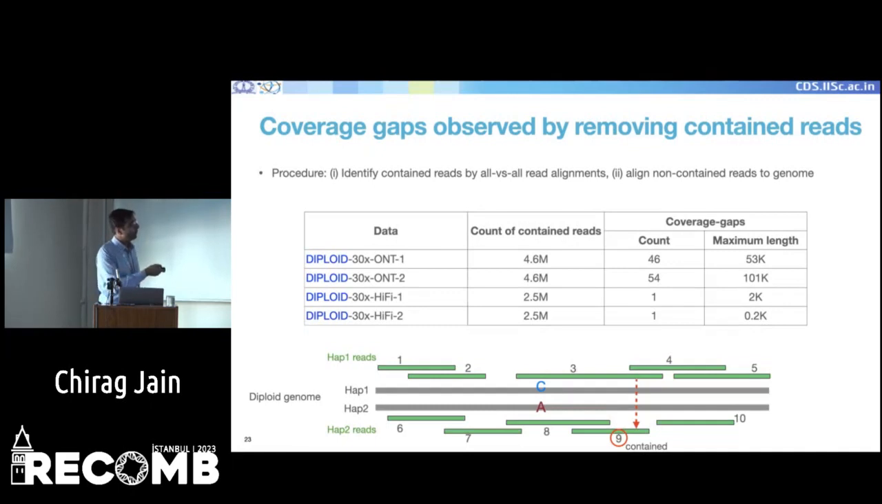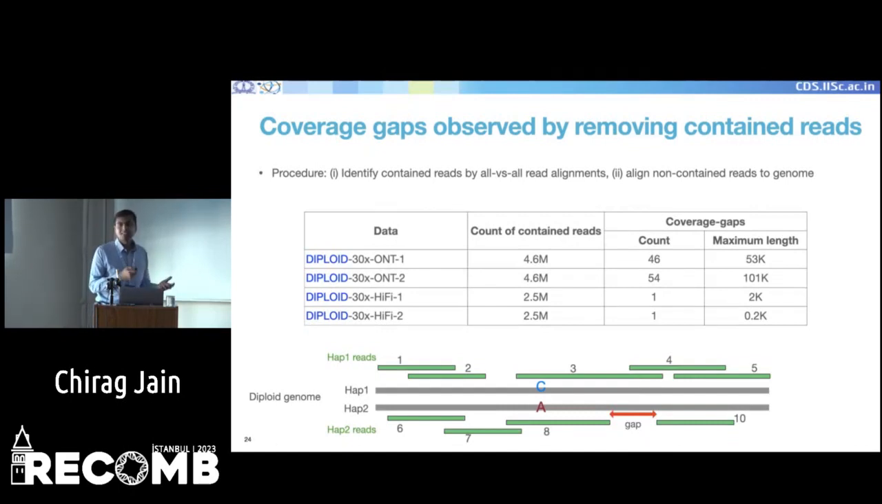Now at this point I want to remind you that for a diploid genome, coverage gaps can also happen because, if there is a long read sequence from one haplotype, it can knock out reads from the other haplotype if the reads in the other haplotype are all short. So here, if you have haplotype 1, read number 3 will knock out read number 9, and it will cause a coverage gap in the diploid genome.